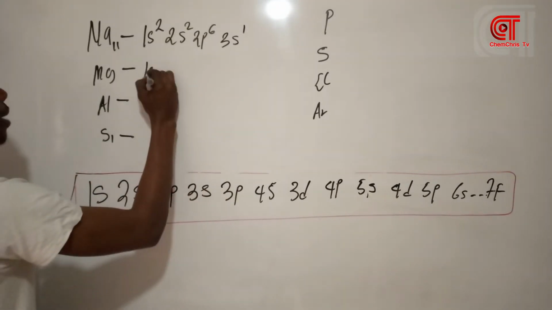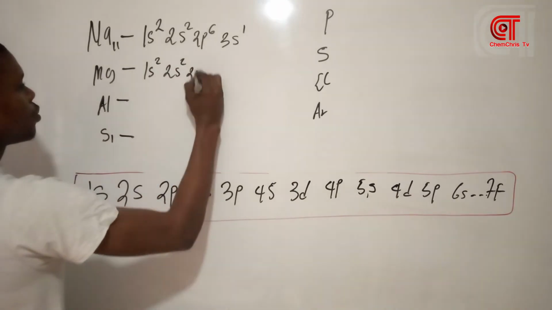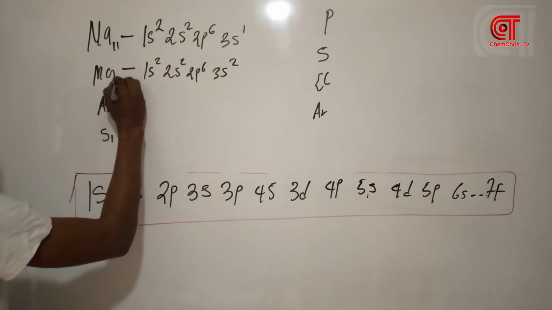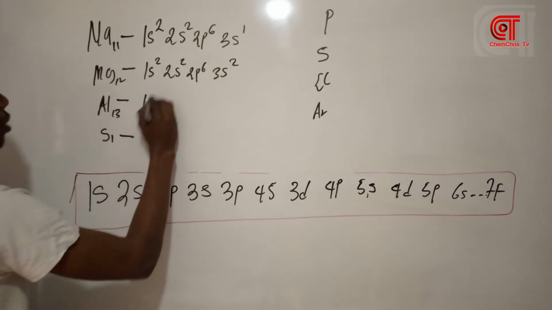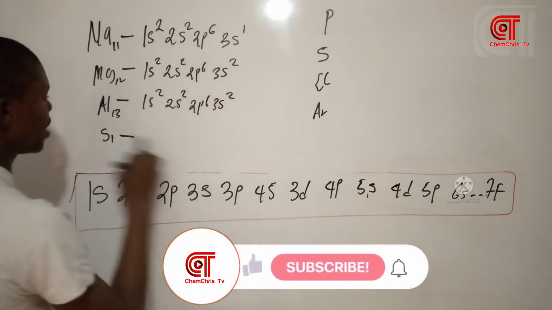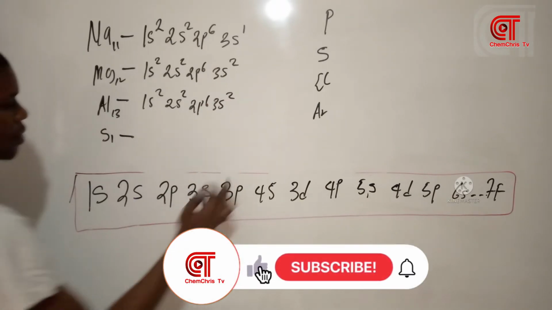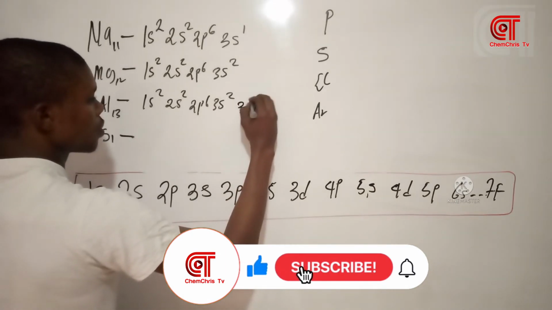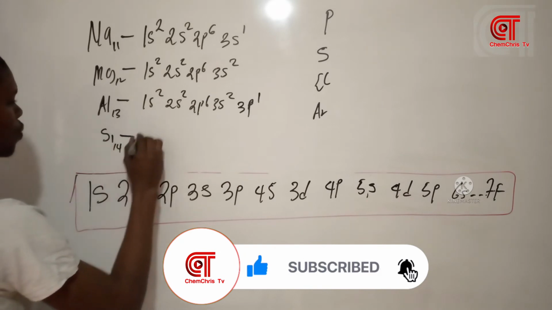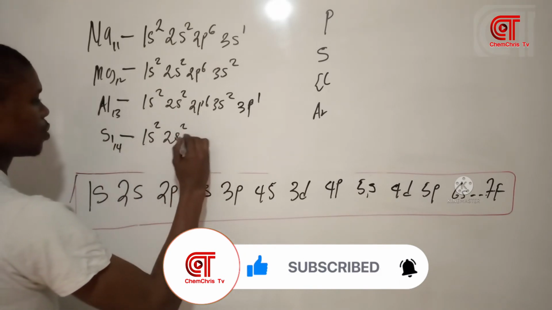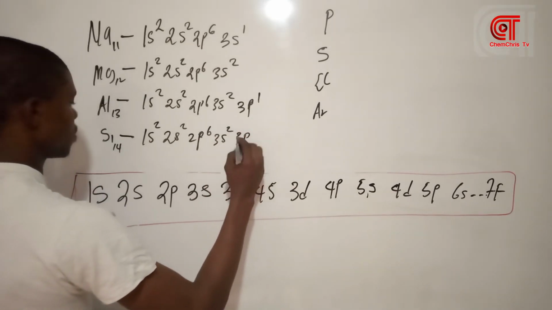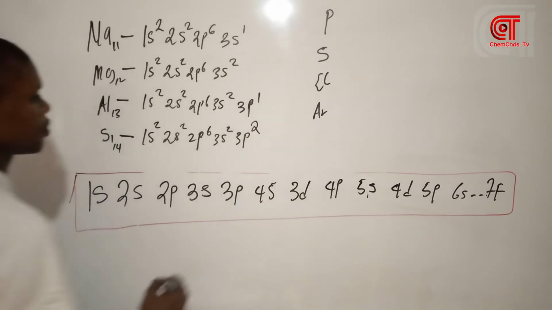Magnesium is 1s2, 2s2, 2p6, 3s2, right? Aluminum is 13. Here we have 1s2, 2s2, 2p6, 3s2. How many left? 1. Now for 3p, 3p1. Silicon is 14. Here we have 1s2, 2s2, 2p6, 3s2, 3p2.